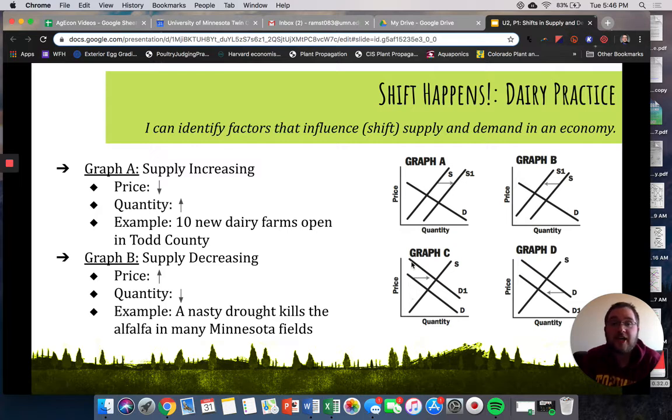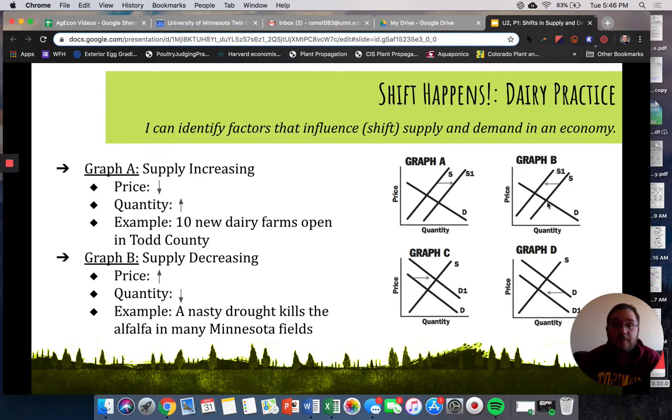When supply increases, we notice that our price decreases. At that equilibrium point, our price goes down and our quantity goes up. Okay, an example of this, and we're talking about dairy for all four of these examples, is 10 brand new dairy farms opening in Todd County. If 10 new dairy farms open in Todd County, that's going to increase the amount of dairy milk that we have, and therefore we are going to see a lower price because there's more milk to be had in Todd County.